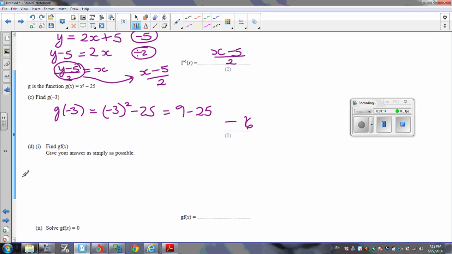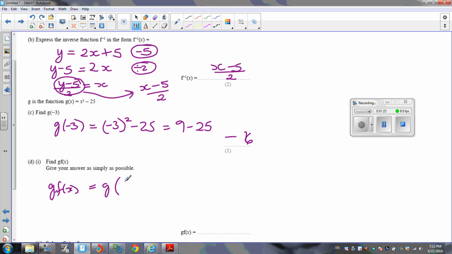Okay, next bit, gf of x. Now remember, to find gf of x means that we do nothing with the g, so we write g of, and then f of x is 2x plus 5. So we're going to find g of 2x plus 5. Well, we know that g of x is x squared minus 25. So g of this thing is going to be this thing squared minus 25. So it's going to be 2x plus 5 squared minus 25.